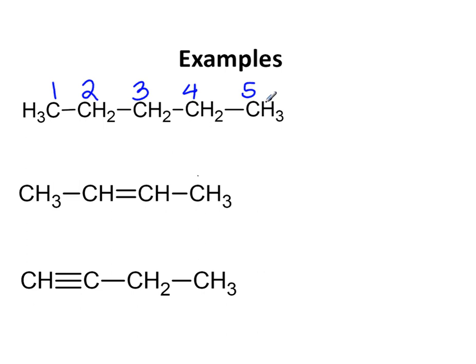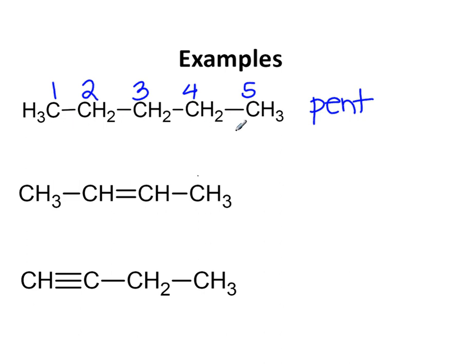Then I want to think. The first part of my name, I need my prefix, which is how many carbons I have. Five is pent. Then would be the position number. The position number we're only going to use right now if there's a double or a triple bond. Do we see any double or triple bonds here? No. All the bonds between the carbons are single bonds. So, no position number needed.